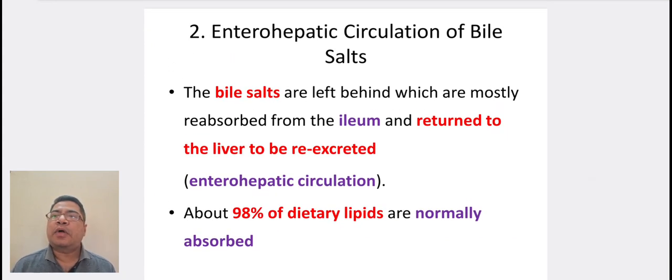Coming to enterohepatic circulation of bile salts. The bile salts that are left behind are mostly reabsorbed from the ileum and returned to the liver to be re-excreted. This is called enterohepatic circulation. About 98% of the dietary lipids are normally absorbed.